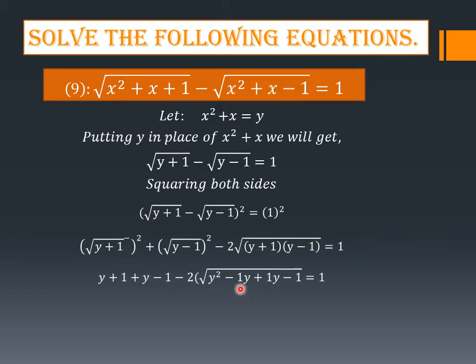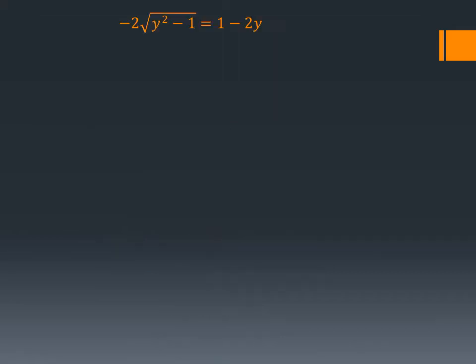We will get y square minus 1y plus 1y minus 1. Now we can see that plus 1y and minus 1y, same digits having opposite signs, can be cancelled with each other. And again minus 1 and plus 1 can also be cancelled. So y plus y is 2y, minus 2 under root y square minus 1 remains, equals 1. Taking this 2y to the other side of the equation, we will get minus 2 under root y square minus 1 equals 1 minus 2y.